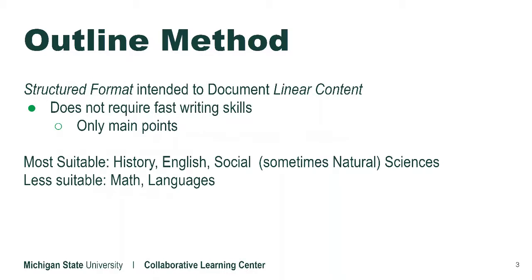So the outline method is a structured format intended to document linear content. It does not require fast writing skills, and you only write down the main points. This is probably how a lot of people take notes. It's where you're just writing down the bullet points in a linear fashion, but it's really important to keep these structured and have rules for yourself so that your notes are legible and it's easy to find information. This is really good for classes such as history, English, social sciences, and sometimes natural sciences, but it's really hard to use for math and languages and things that aren't so straightforward in bullet pointed lists.